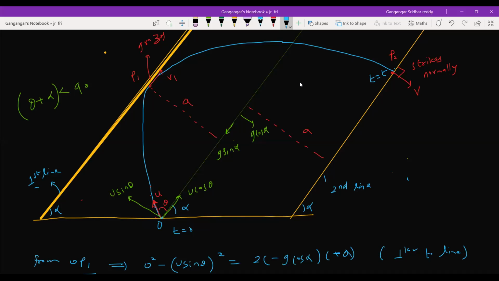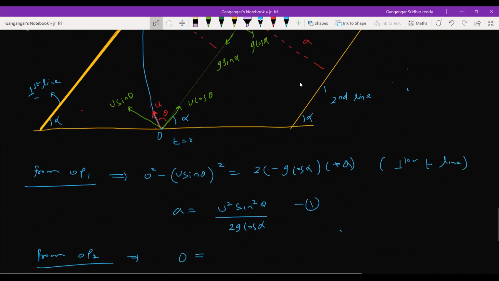Just only see like u sin theta. What happened to the perpendicular component? It will be 0, no, at point P1. Am I right? Yes, sir. Understood. Okay, got it. I think a little bit of confusion. Shall I go down? Yes, sir, you may go down. Okay, fine. Now we'll come for now.